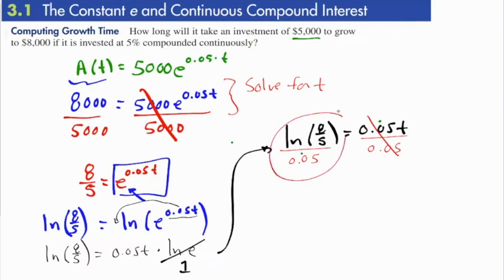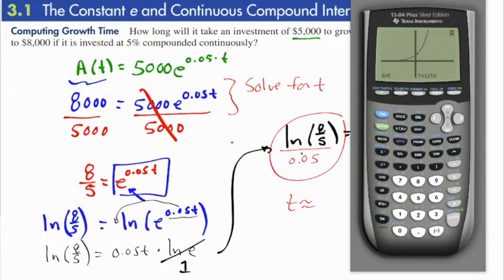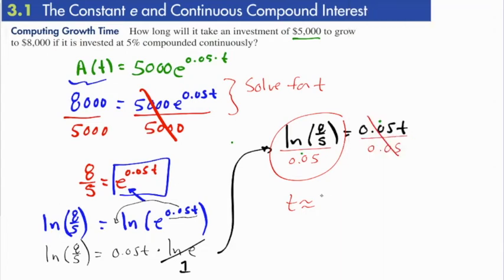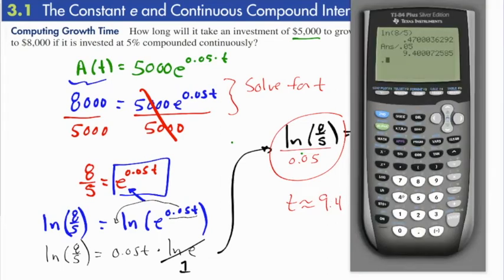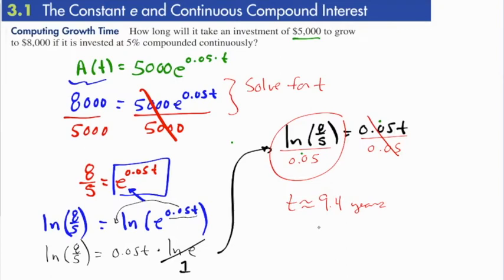And we will enter this expression in our calculator to get the approximate time it takes for this account to grow from 5,000 to 8,000. So we'll take ln of 8 divided by 5, and then we will divide that by 0.05, and we get 9.4 years. 0.4 times 12 months in a year is about 4.8 months, so approximately 9 years and 5 months.